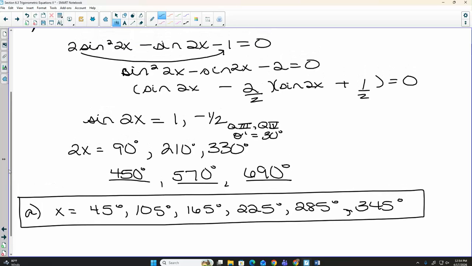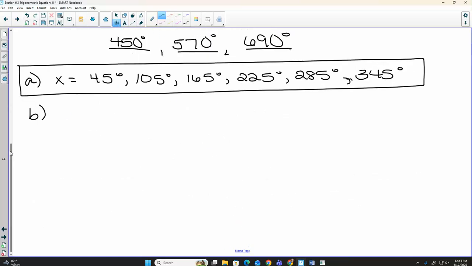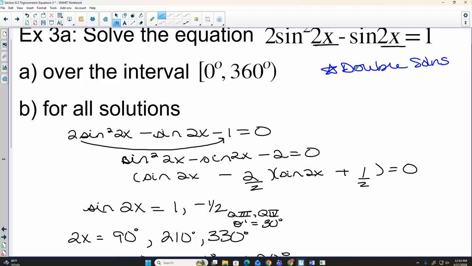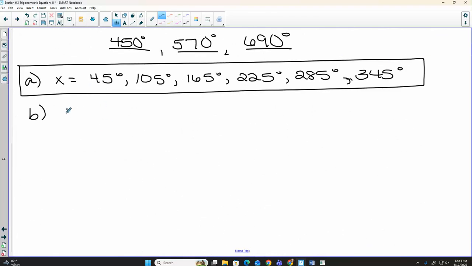We did have a part B on this one, all possible solutions. So on that, you really just need your initial 3. So the first 3 plus our period. So our period on this one, normal period is 2 pi. If we're in degrees, that's 360 degrees. Divided by the number in front of x, so that's 180. So we would have 45 degrees plus 180 degrees.